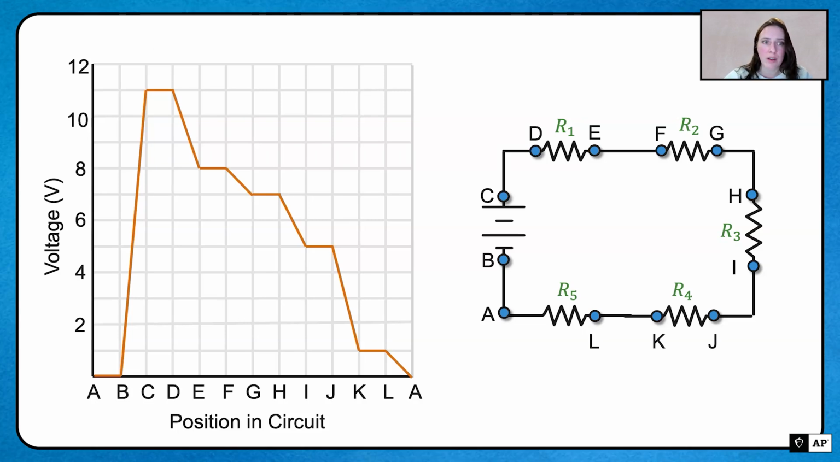So if I look at our graph, B to C has a big boost, but that's the battery. So after that, we're going through each individual resistor, and I'm looking for which resistor has the largest drop. And that's going to be this guy between J and K, which is going to be R4. What's the voltage of the battery? Well, my battery goes between B and C. So if I look at our graph between point B and point C, that's a boost of 11 volts. Our battery has a voltage of 11 volts.